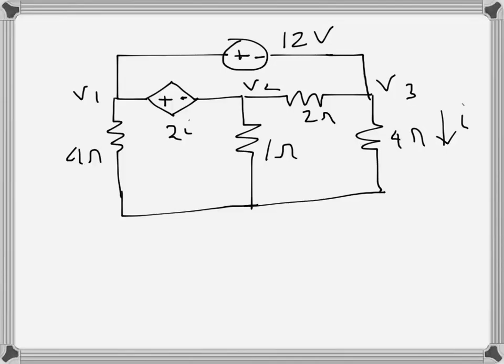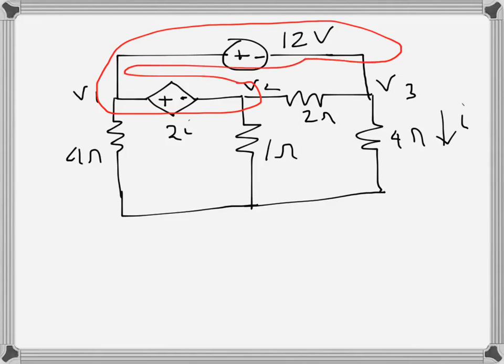For this circuit we have to find V1, V2 and V3 using nodal analysis. If we observe, we can see there is a super node here and this one. If I want to write KCL, first we should identify a few things: V2 can be written as V1 minus 2i and V3 is V1 minus 12. So these two, V2 and V3, are in terms of V1. So basically we can use V1 here.